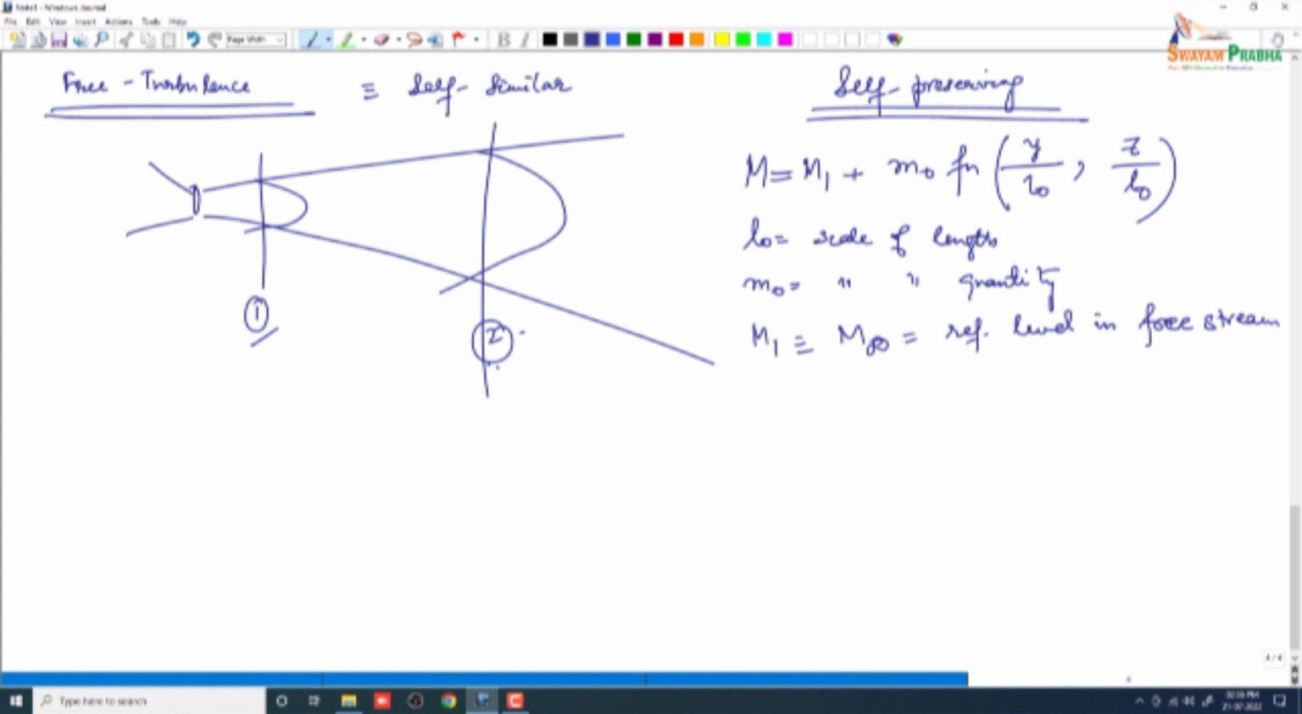Self-preserving, you cannot do that because there is no relationship. Having said that, the flow is in equilibrium at every location, at every instant of time. So therefore, the concept of moving equilibrium. It is in equilibrium, but it doesn't depend on the conditions at which it started.